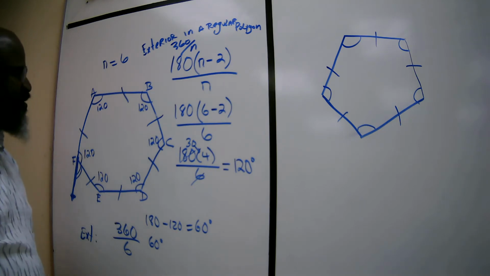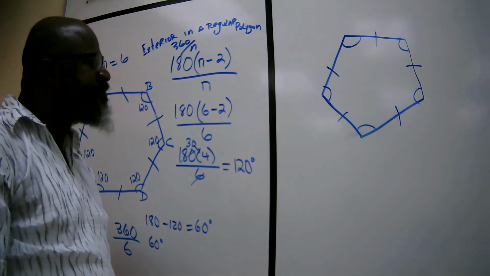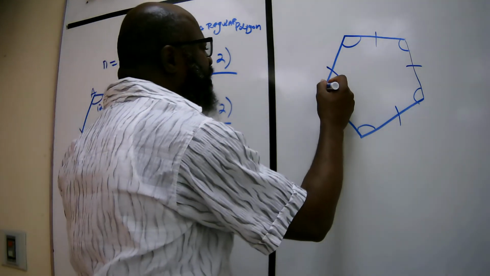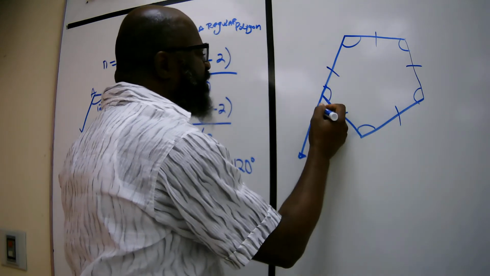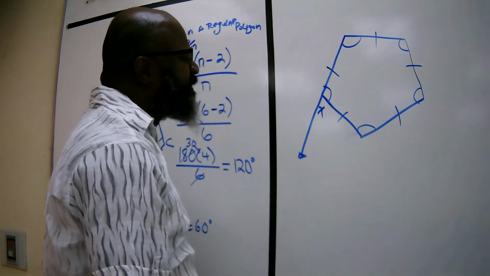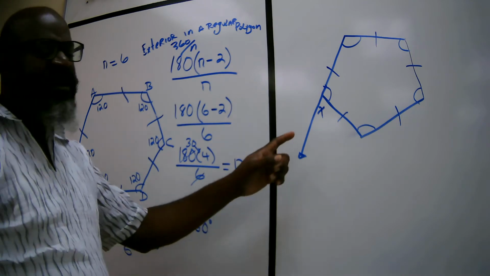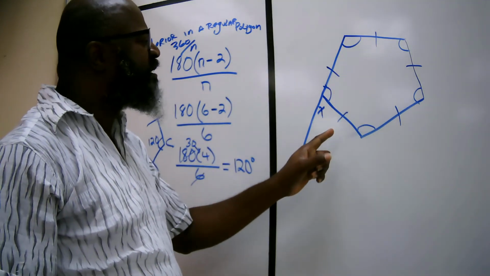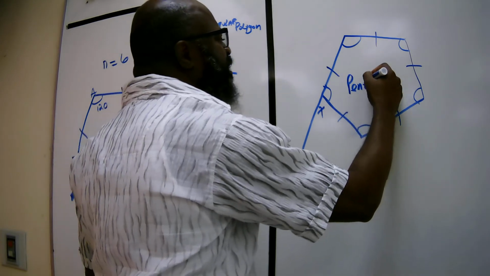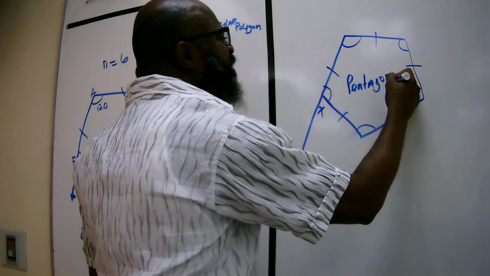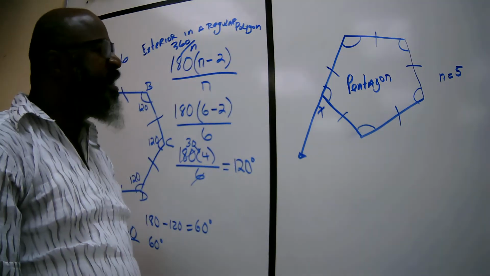We're going to find the measure of each interior angle. While we're in there, we will find the exterior angle. So in this case, if we extend this, I can find the exterior angle here, which is x. To find the exterior angle, I know it's a regular polygon because the sides are congruent and the angles are congruent. And I can identify this as a pentagon. In this case, n is equal to 5. I can find the exterior angle easily.